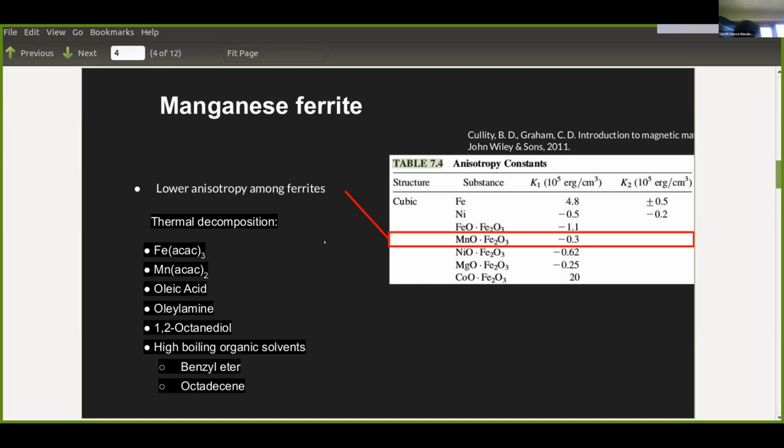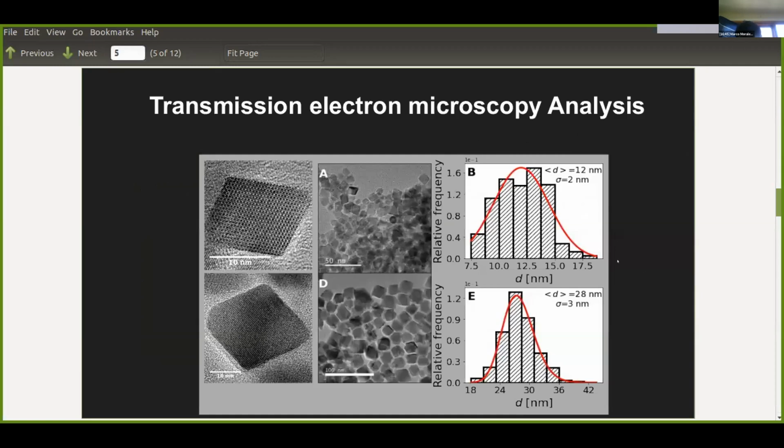For the synthesis, we use the method of thermal decomposition of organometallic compounds in organic solvent and assisted by surfactants. From the synthesis, we obtained two magnetic systems. The first thing we did was transmission electron microscopy analysis to determine the size. In these figures, I show you two representative micrographs of the samples. We analyzed several micrographs using ImageJ and performed size statistics, finally fitting a log normal distribution. From this, we obtain a mean diameter of 12 nanometers and 28 nanometers.